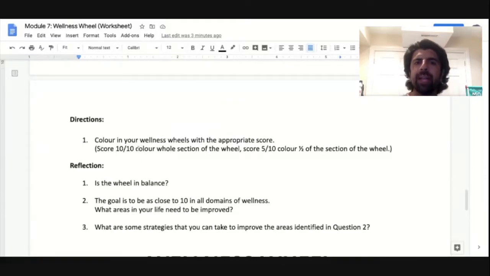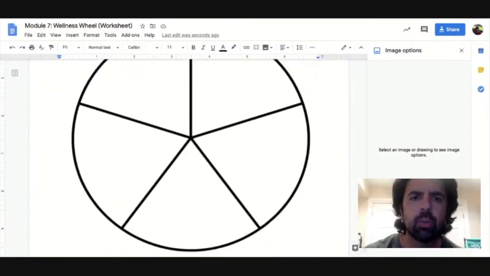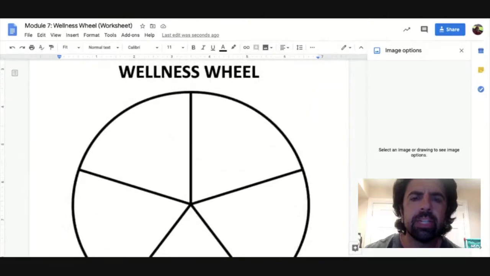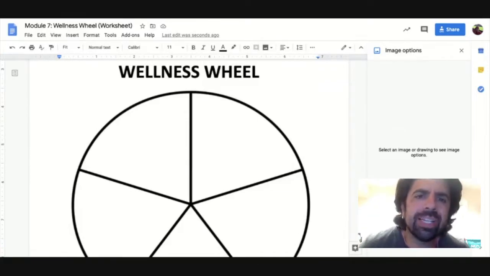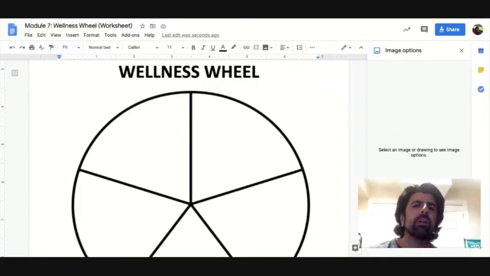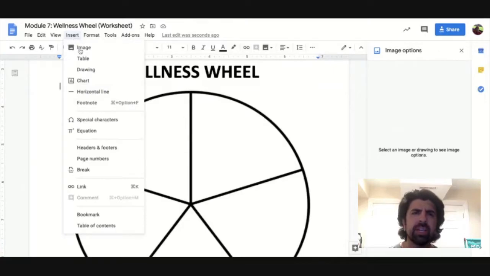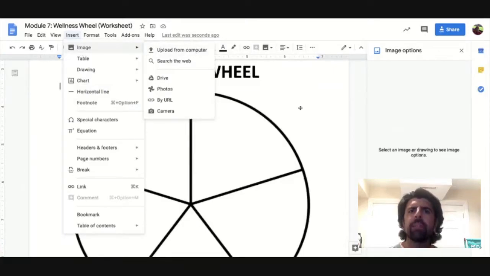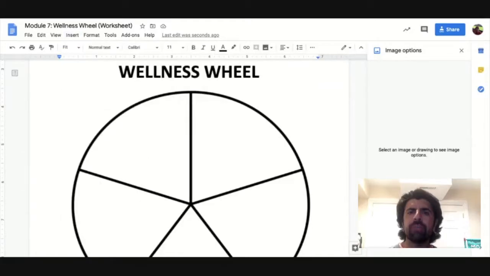If you score 10 out of 10, color the whole section of the wheel. If you score 5 out of 10, only color half of the section of the wheel. Here is your wellness wheel. So each section will represent the 5 sections that you just answered questions in. So what you're going to do is print this wellness wheel, color it in, take a good quality photo with some kind of mobile device, and upload your photo. So insert image, and you're going to upload that image that you've just saved as your wellness wheel.